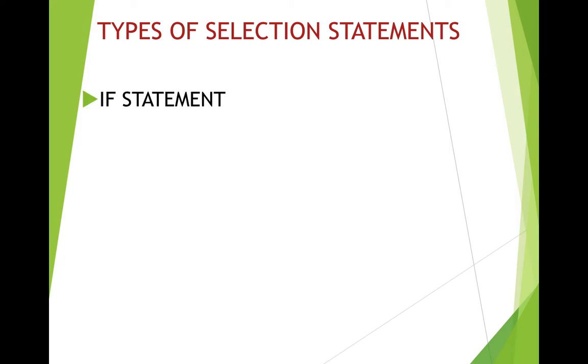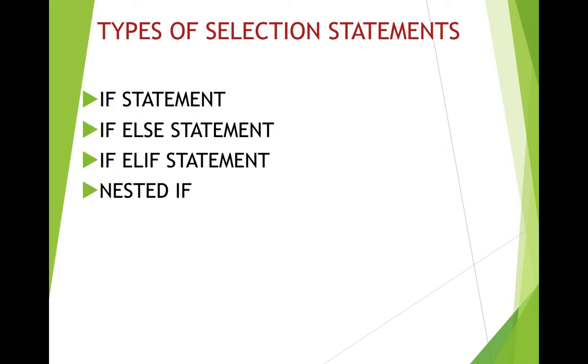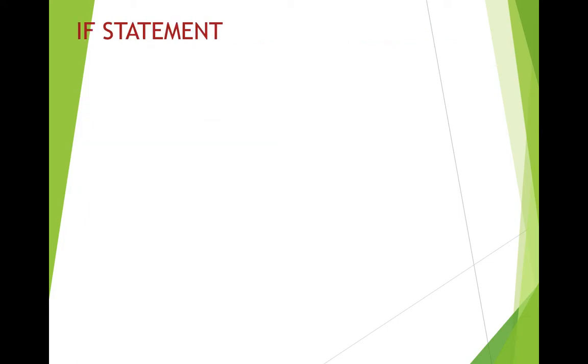Now there are basically four types of selection statements. They are if statement, if-else statement, if-elif statement and nested if statement. In today's topic of discussion, we are going to discuss if, if-else and if-elif statements. Nested if I'll be discussing in the next part of this particular chapter. Let's go and try to understand the if statement.